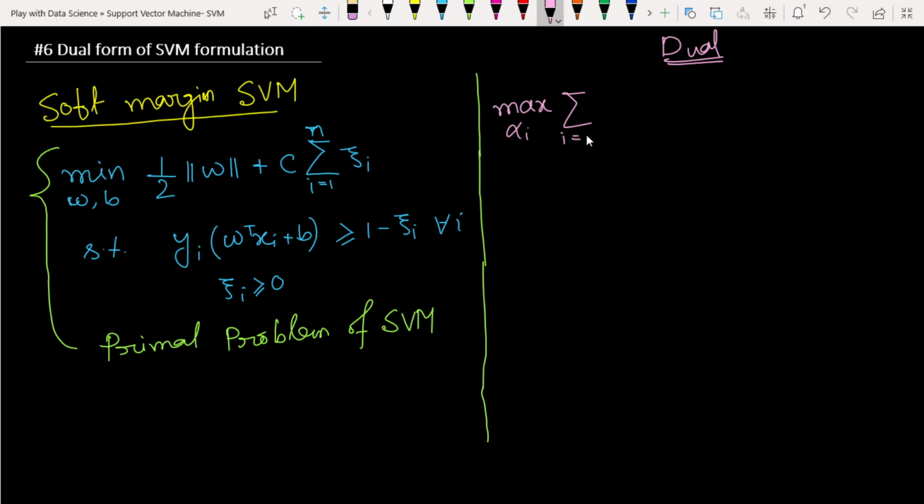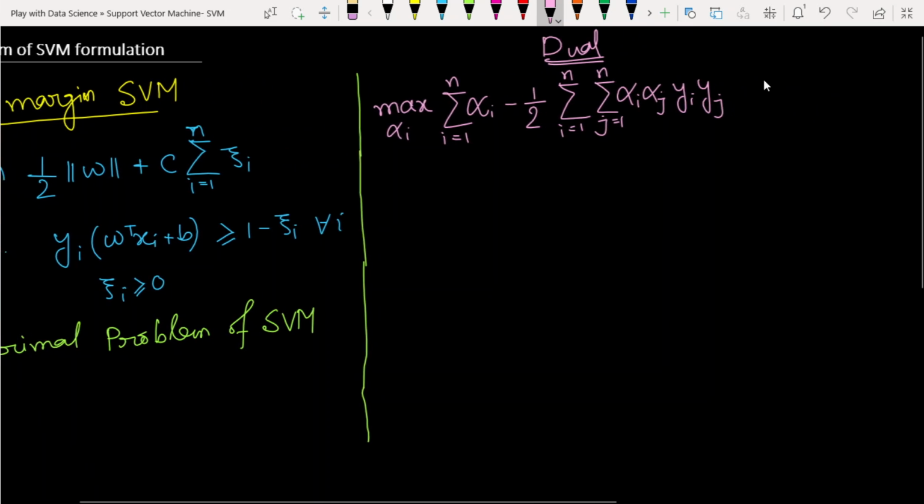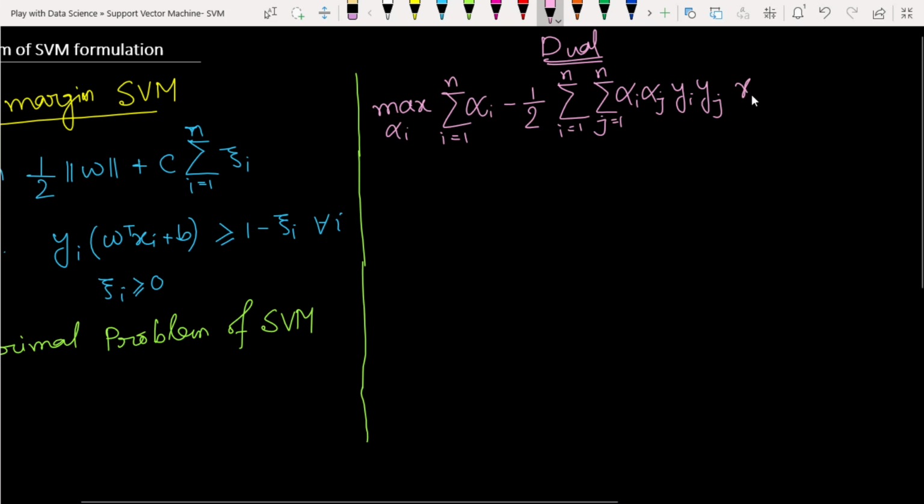Maximize the summation i equals 1 to n of alpha i, minus 1 by 2 times the summation i equals 1 to n, summation j equals 1 to n, of alpha i alpha j yi yj xi transpose xj.